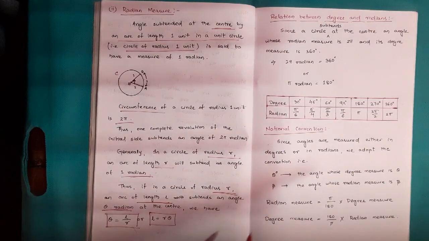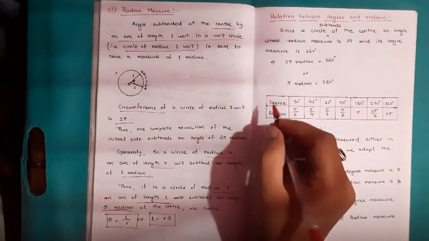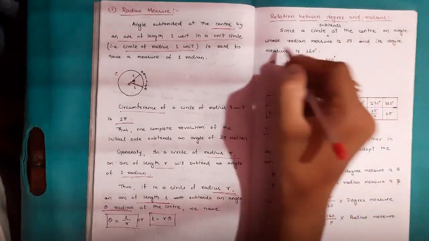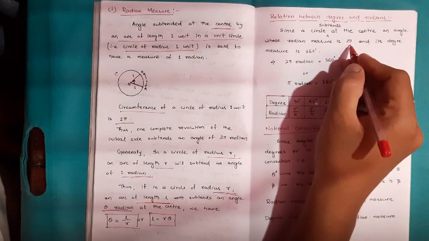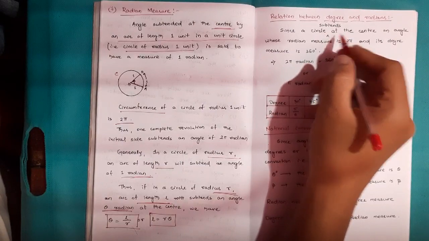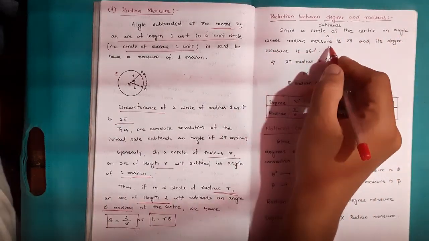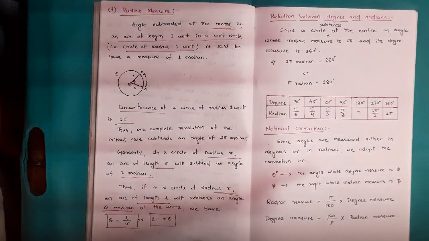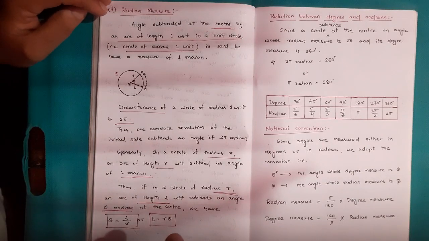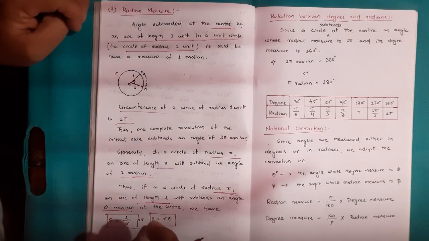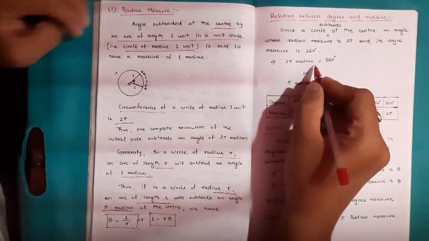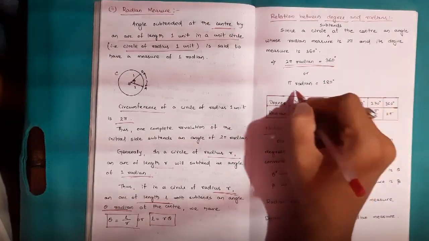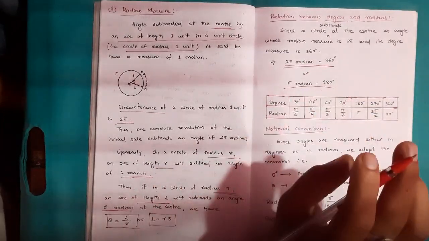Then we move to the relation between degrees and radians. A circle subtends at the center an angle whose radian measure is 2 pi and whose degree measure is 360 degrees. That means 2 pi radian equals 360 degrees, or pi radian equals 180 degrees.